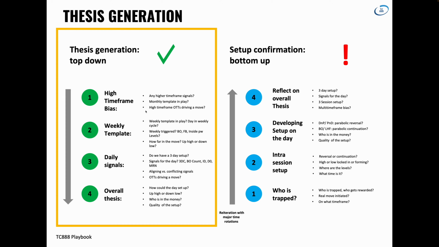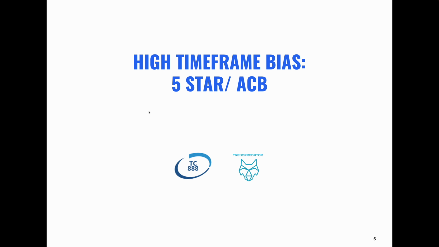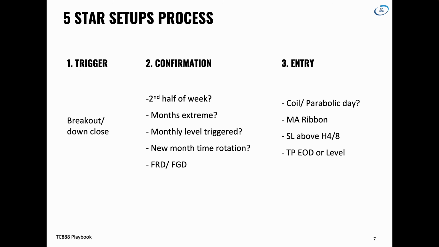So let's get into it and look at what the thesis generation looks like. What I'm always starting with is the higher time frame bias. I always look at my 5-star template, Stacey Burke's ACB template. I will show you what that means, because I'm looking constantly for these 5-star setups. I don't trade them aggressively, but I want to be aware of them.